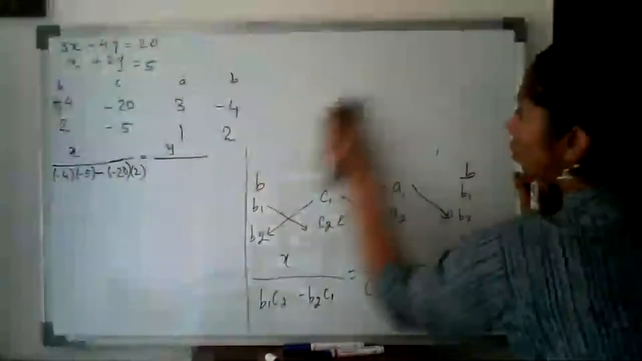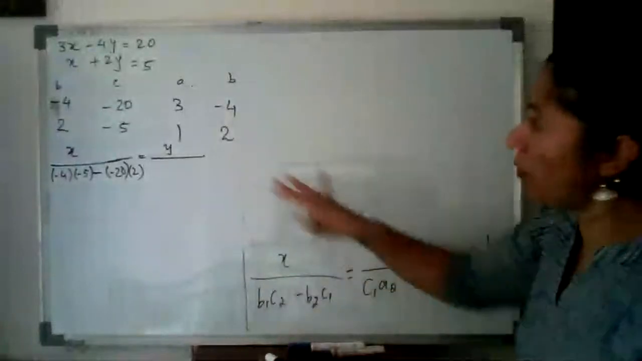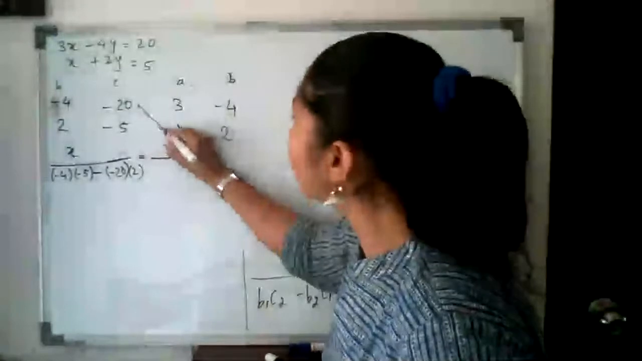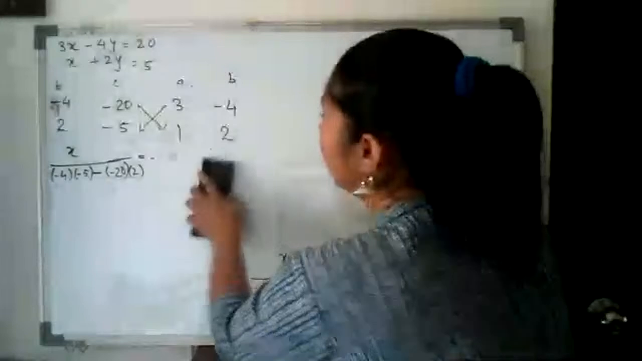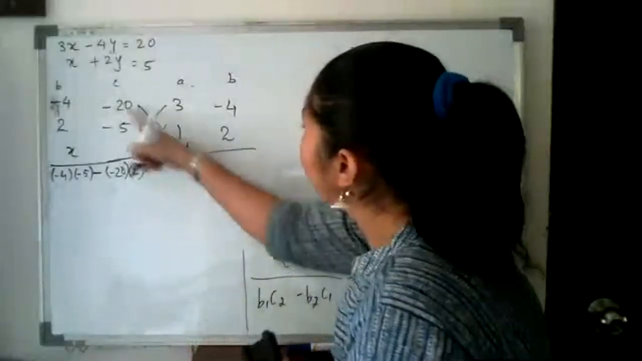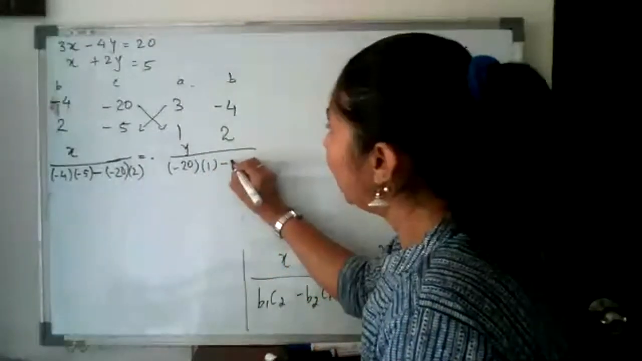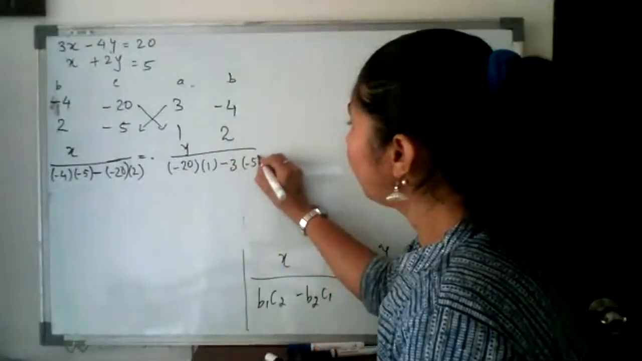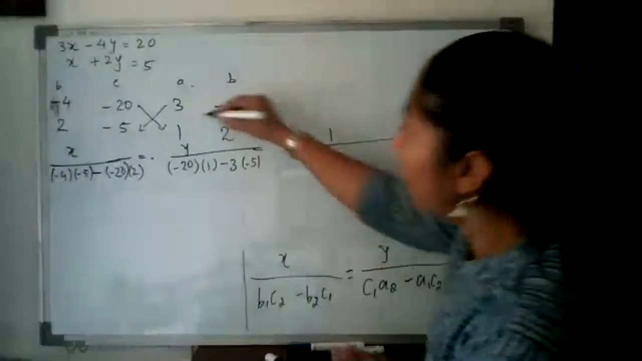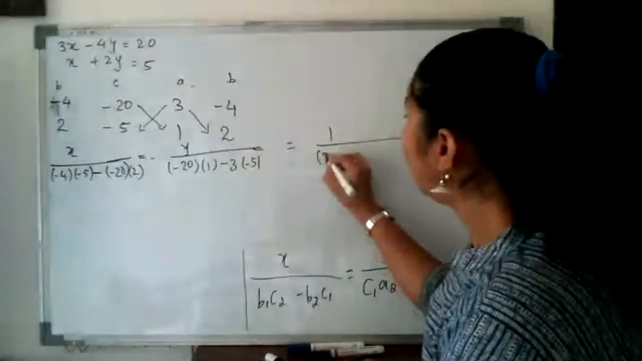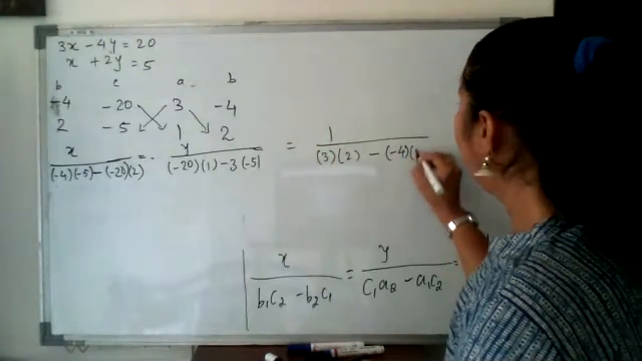Just one thing. So y upon, we want here the cross multiplication. Okay, so this is minus 20. I just write it away, is equal to, so minus 20 into 1 minus 3 into minus 5. I'm using the bracket so you don't get confused with the signs. Okay, in the last, 3 2s are minus 4 into 1.